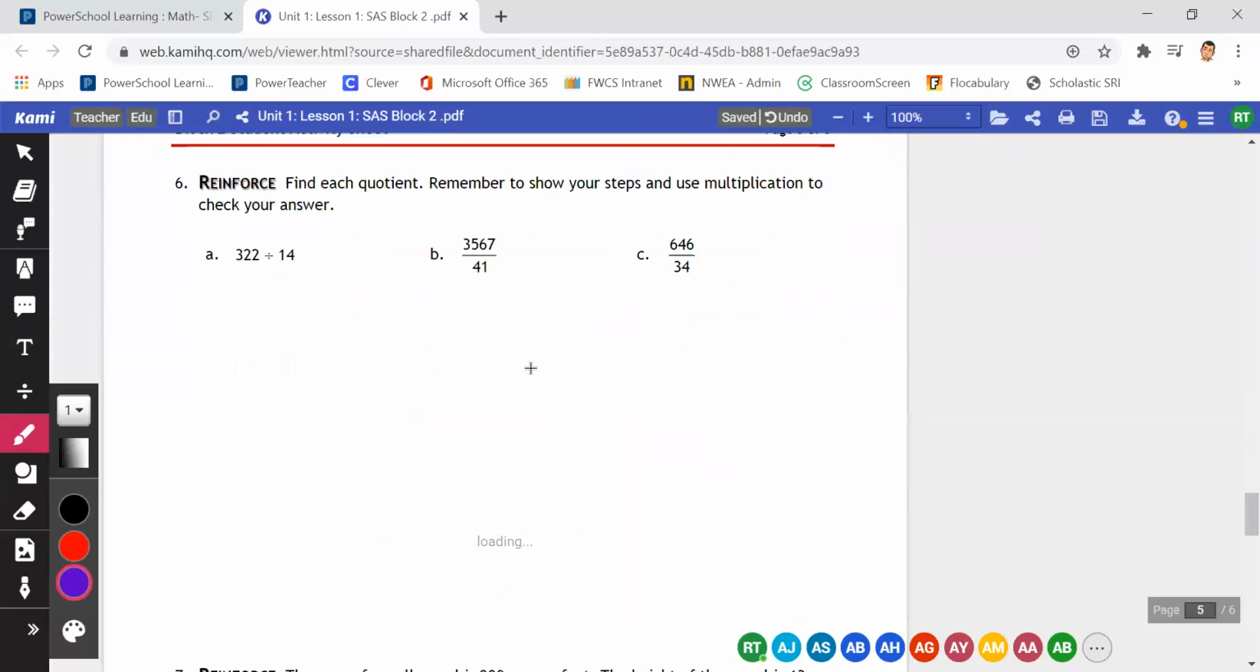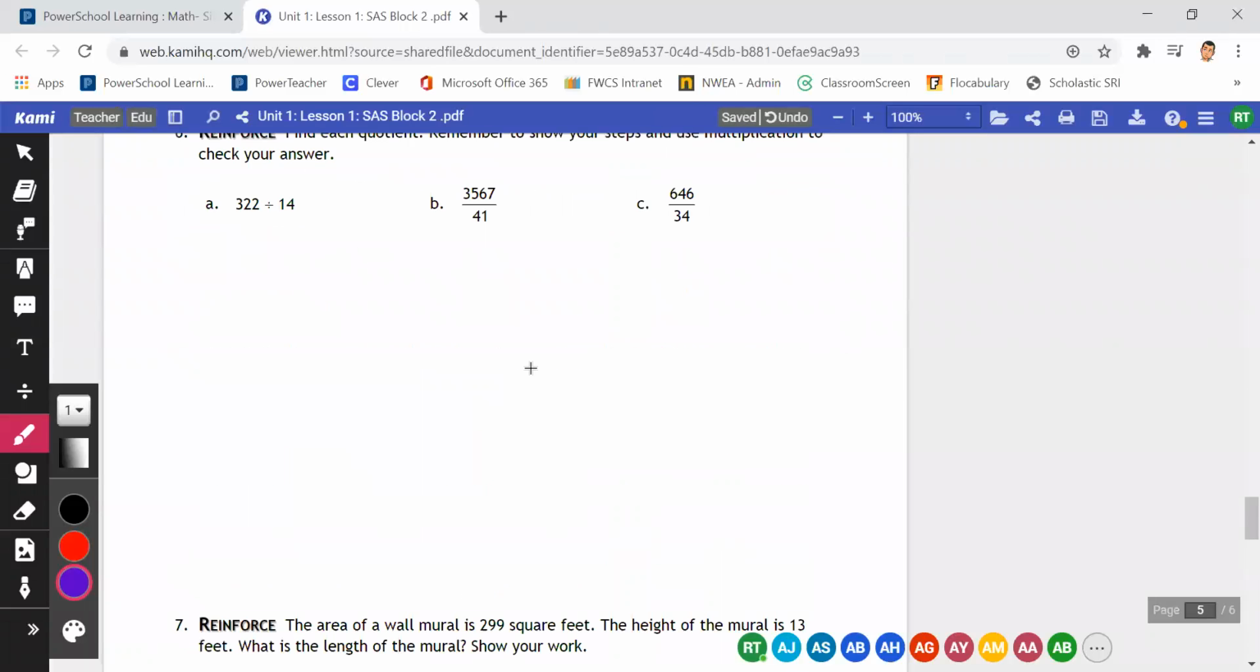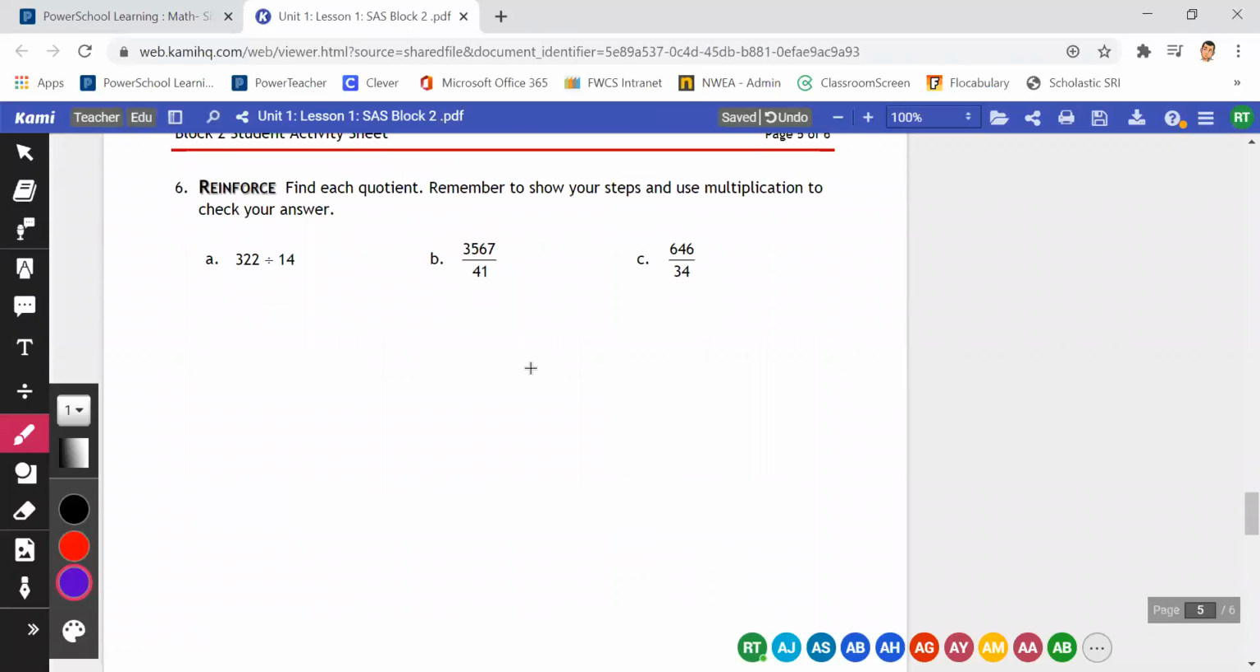Now, problem 6, there are 3 problems for you to do. And you can use any of these methods, just as long as you show your steps and use multiplication to actually check your answer. So we'll do this first one together.